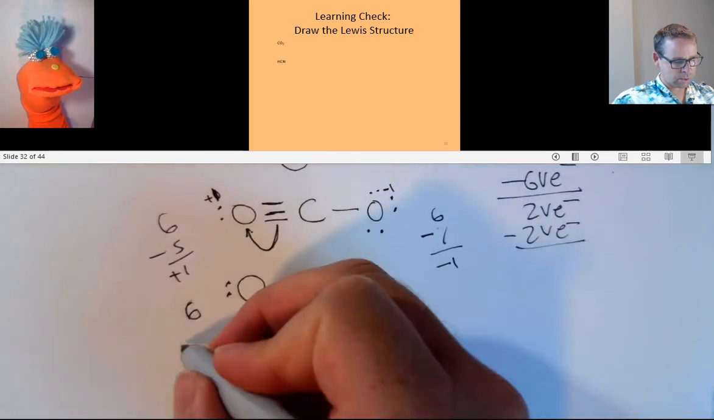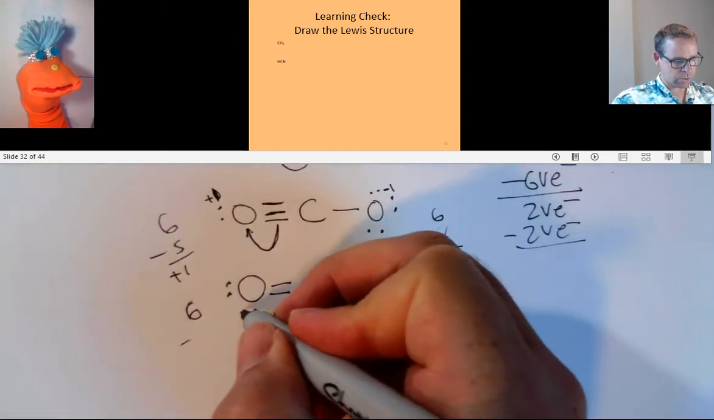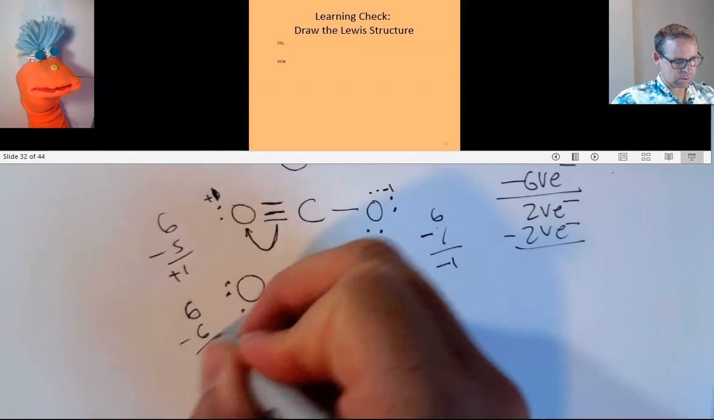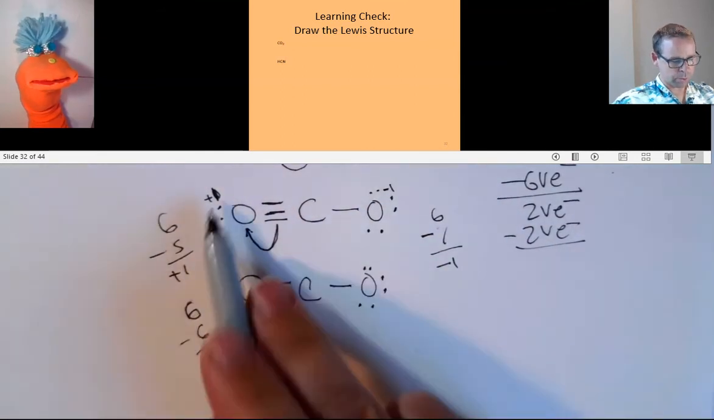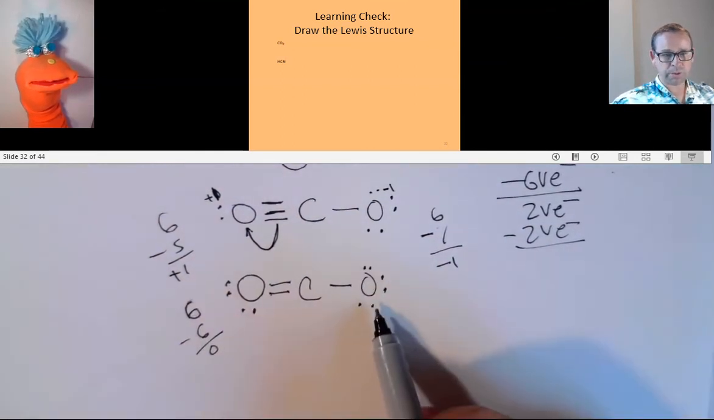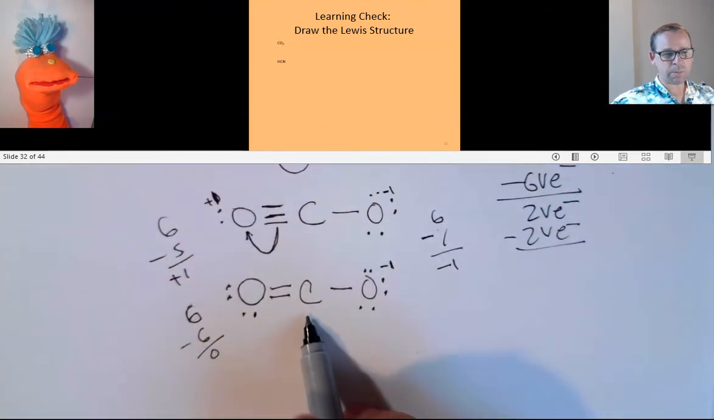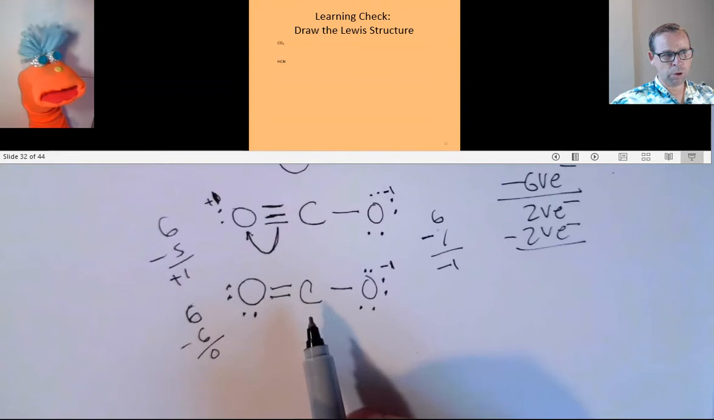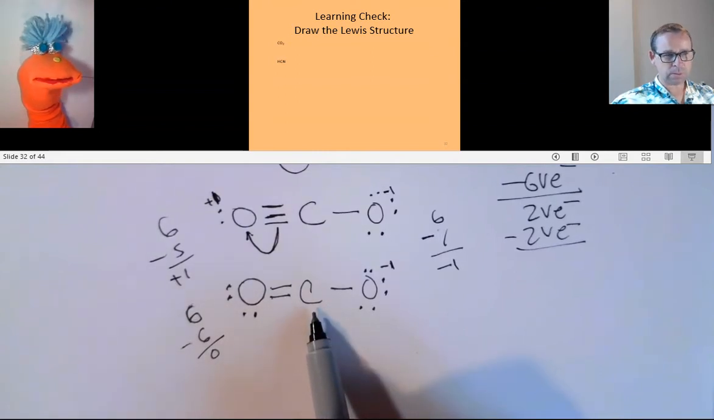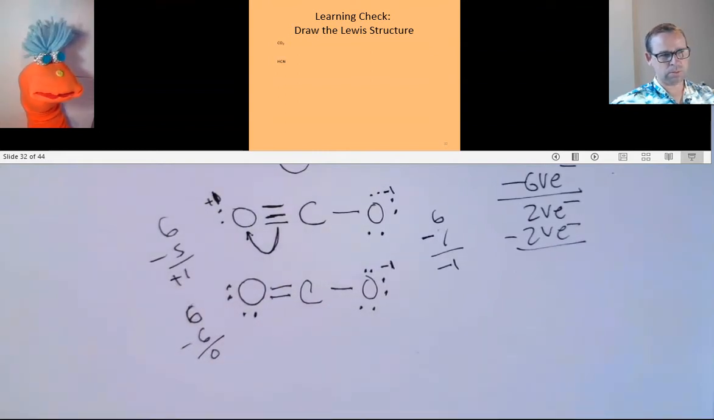How many it brought minus how many it has right around it: 1, 2, 3, 4, 5, 6. So that's 0. Good. So we've improved the formal charge. The formal charge over here is still the same, -1. But the problem is now carbon has a problem. What's wrong with it? Well, take a look. See if you can tell.